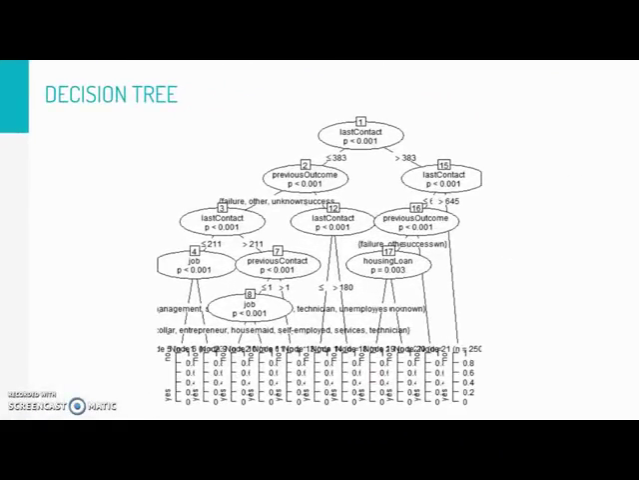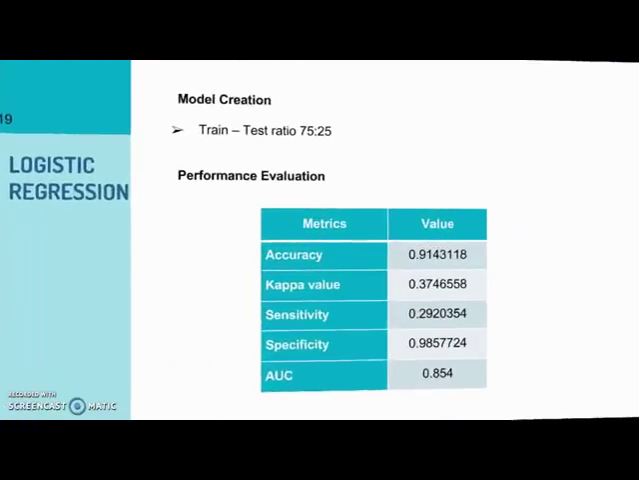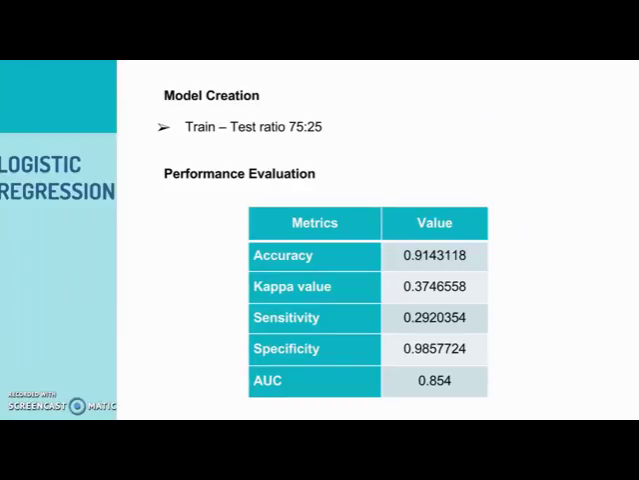After that, we create a decision tree to see which of the 8 variables has the most significant values in predicting the target outcome. As can be seen from the decision tree, last contact is the most important variable, followed by previous outcome, jobs, housing loans, and others. Next, we create the logistic regression model by splitting the data into 75% for training and 25% for testing.